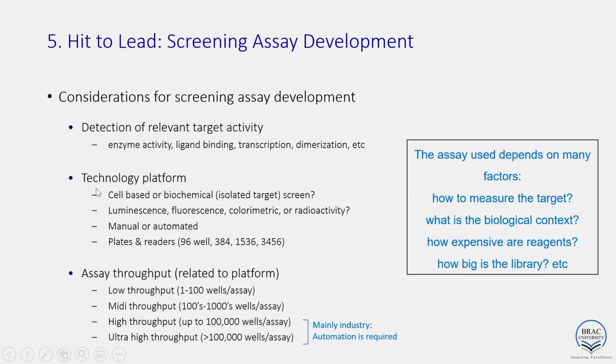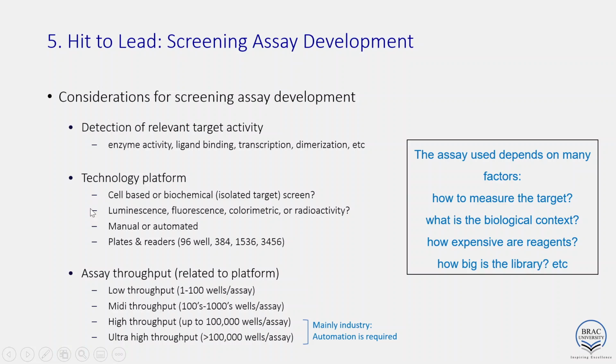The next point is the technology platform. Which technology are we using? For example, is our assay cell based? We want to use a whole cell or a part of a cell, that is biochemical. For example, we can use a part of the cell that only contains our target enzyme, then that is a biochemical assay, or cell based, the whole cell.